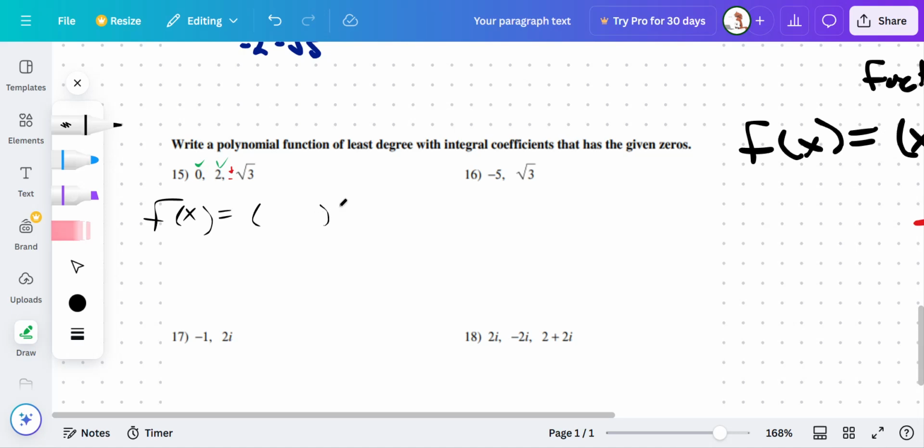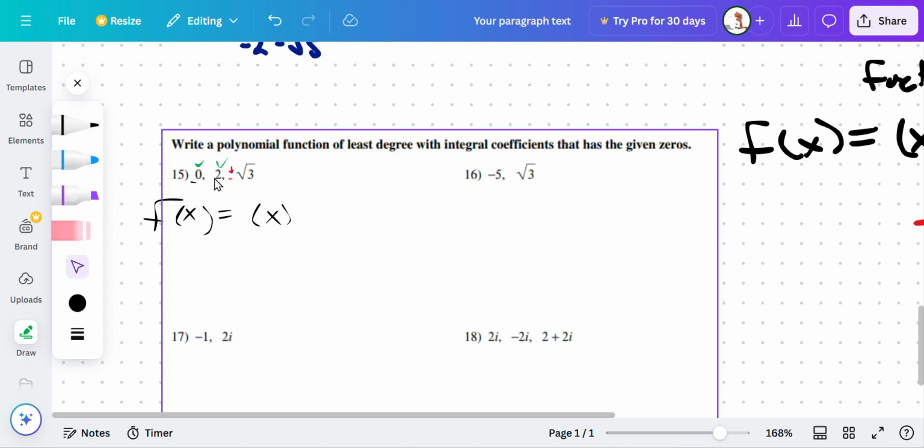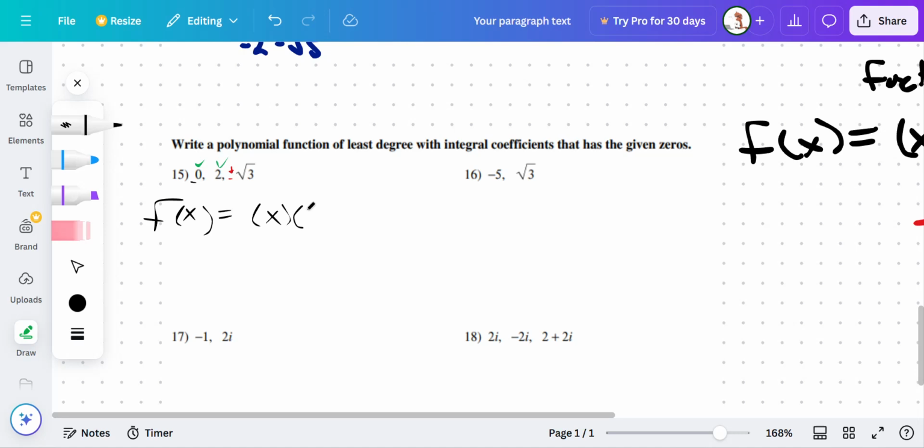So we have 1, 2, 3, 4 roots. Sorry, that's going to bug me. So first one, this one right here, its factor is x. Okay, x, or for 2, the factor for 2 is going to be x minus 2. That's the factor that belongs to that 0.